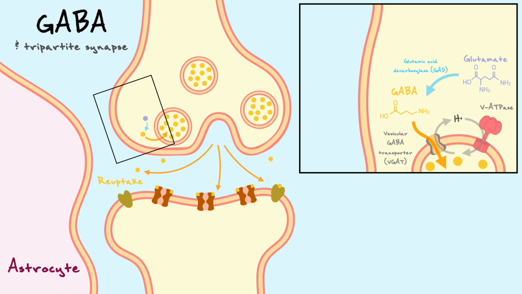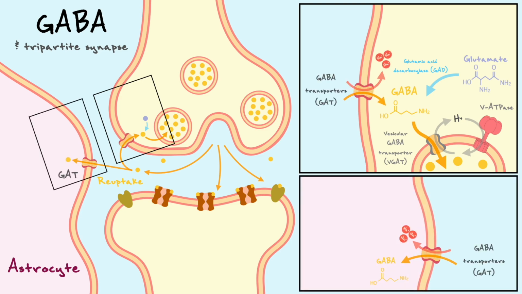Astrocytes and presynaptic terminals have particular GABA transporters named GAT that co-transport GABA with sodium inside. The GABA that directly returns to the presynaptic terminal can get recycled or broken down if it is not needed. In the astrocyte, GABA gets reconverted into glutamate by GAD, the same enzyme that did the opposite reaction in the presynaptic terminal. This glutamate is then converted into glutamine by glutamine synthetase.